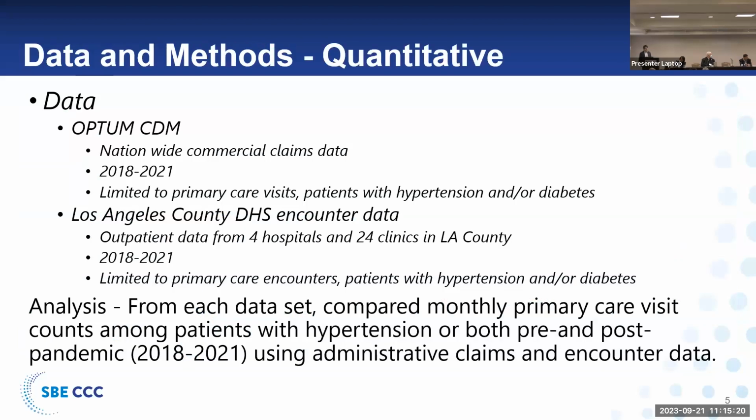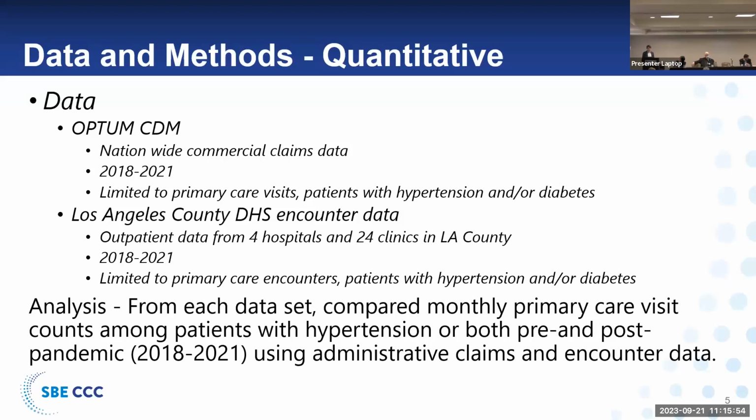So the data we have comes from a number of different sources. So we have a commercially insured population from Optum Claims. So this is a nationwide commercial claims database. In this study, we're using data from 2018 through the end of 2021. We're working on getting access to the 2022 data. What we did is we took this sample and we limited it to primary care visits. We looked at only patients with hypertension and or diabetes.